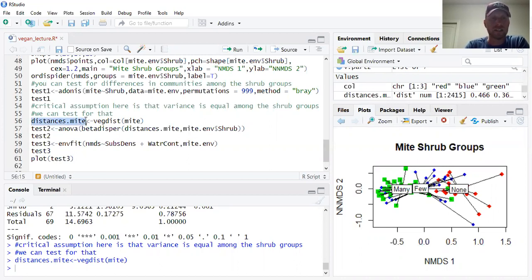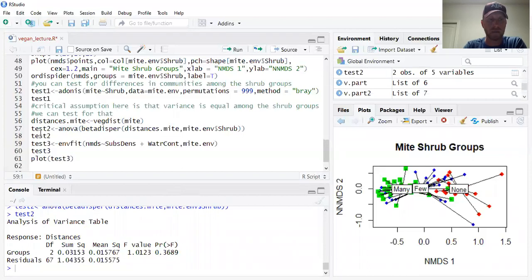Then we can take those distances that we just created, and we can put it into an ANOVA and a beta dispersal function. So basically thinking about, are there differences in dispersion of the data within these distance values that we just created based on the shrub levels, okay? So we're nesting a couple functions there. Beta dispersal is nested within ANOVA. And so we can run that and then have a look at the output of that, which I called test2. So this is the analysis of variance table.